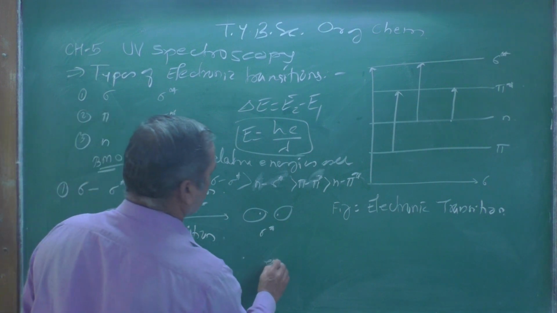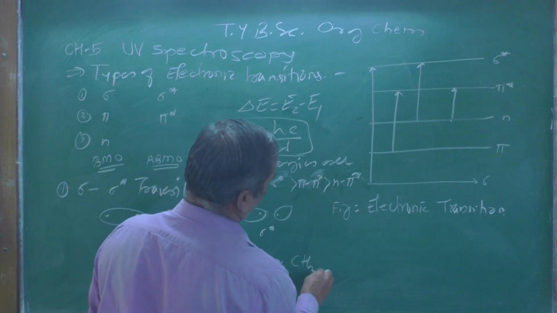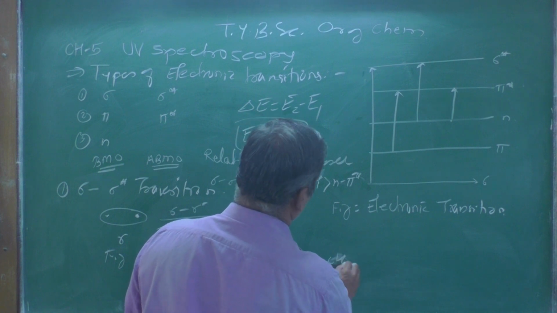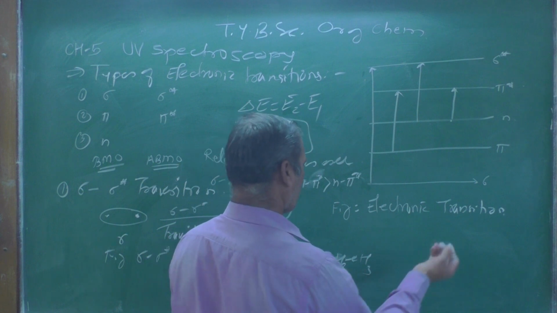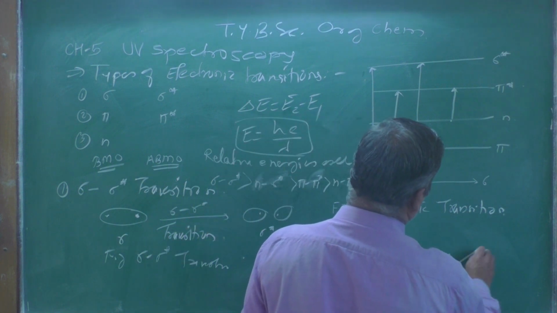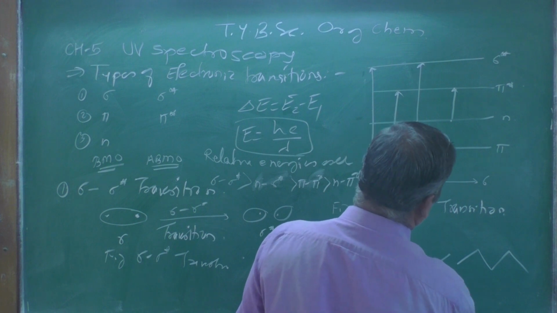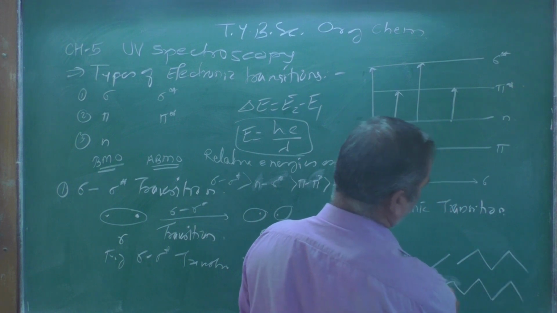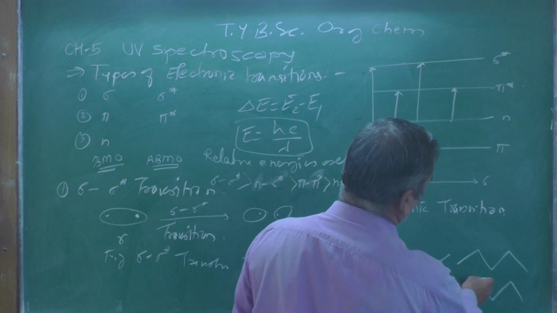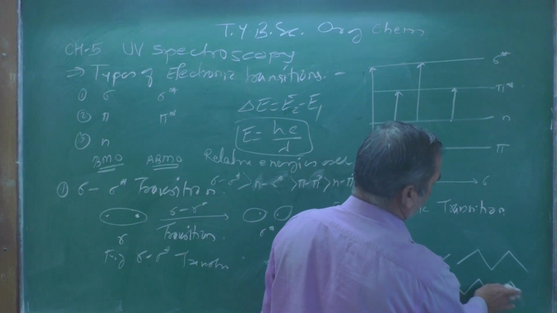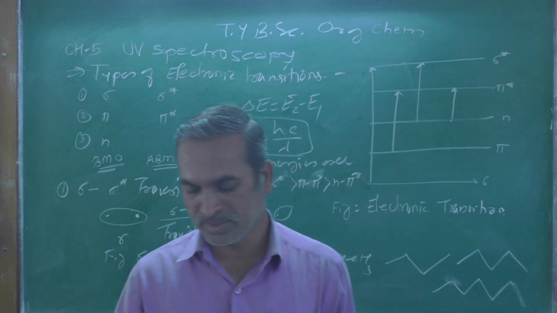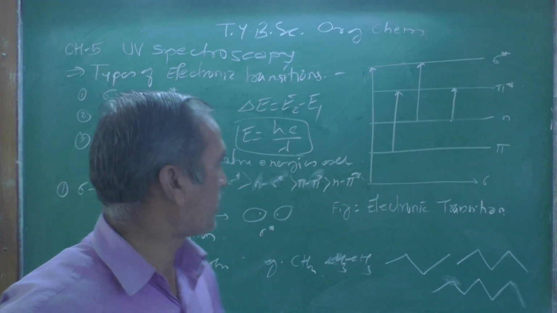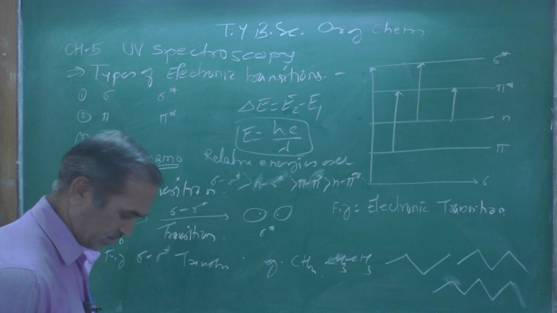The example of this type is methane, as we know CH4, or maybe ethane, meaning CH3-CH3, or some other molecule such as n-butane, n-pentane or n-hexane. This type of compound, such as heptane or hexane, generally shows this type of transition, the sigma to sigma star transition.